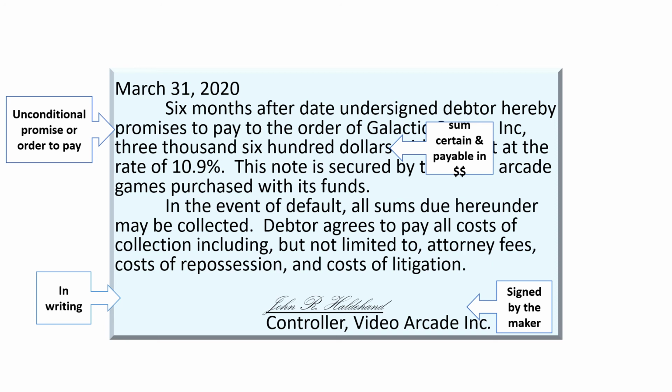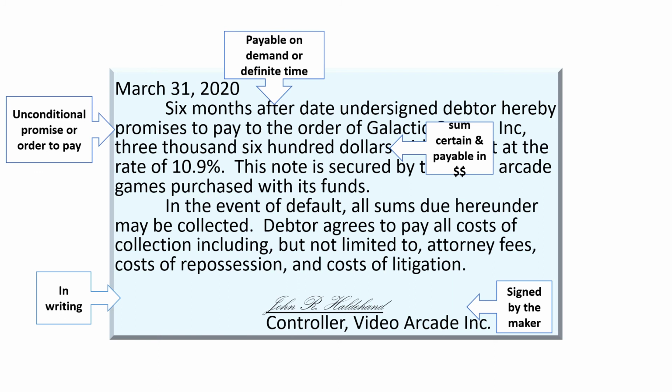A sum certain, and it's payable in money, because what are they promising to pay? $3,600, which is a sum certain and payable in money. The fact that there will be interest added does not change the fact that the sum is certain. We can calculate what the interest would be.